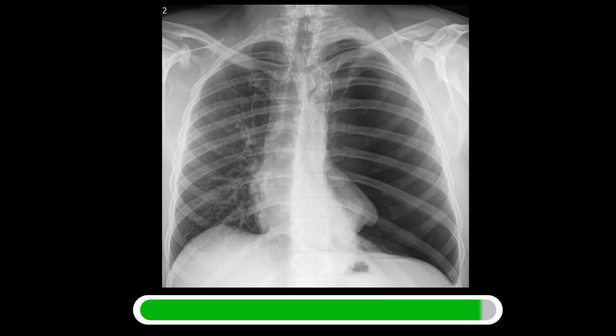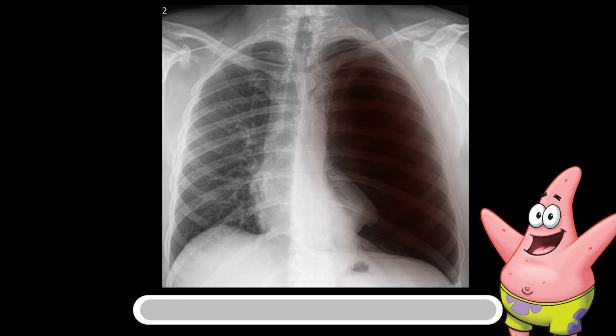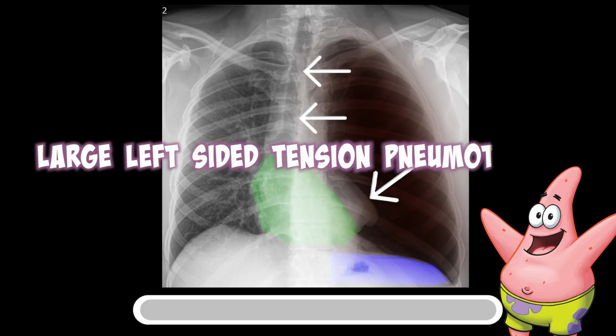Pathology in this X-ray? There are no lung markings in the left lung field, and the left lung is collapsed. You can see tracheal deviation to the right side with mediastinal shift. The diaphragm is also depressed, showing there is a large left-sided tension pneumothorax.